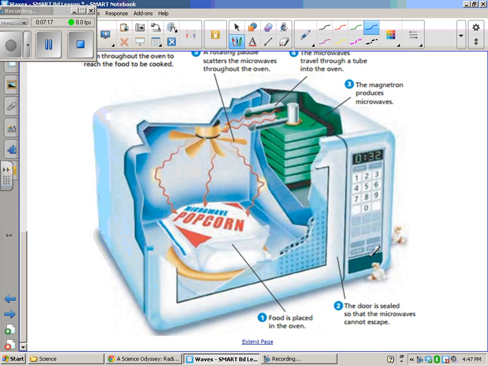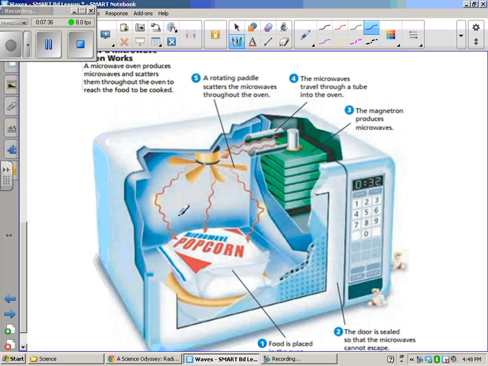You shut the door and the door is sealed so the microwaves cannot escape. It also has a little metal grid on that window of your microwave so that those rays are then reflected off of that. In the top of your microwave, there's a rotating paddle that's able to scatter those microwaves throughout the oven once they're produced. How are they produced?